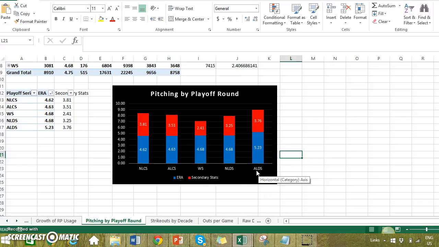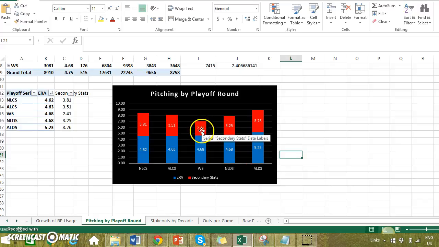I wanted to see if in each round, given pressure and other surrounding factors, pitchers perform differently, better or worse in the round that they're in. And I thought it was very interesting, and this only backs up the point that in the World Series, when the most pressure is on the line, pitchers pitch their best, as seen on this graph, which is showing ERA in the blue and the secondary stats metric, which takes into account hits, walks, runs, home runs, and strikeouts to kind of gauge how pitchers perform.